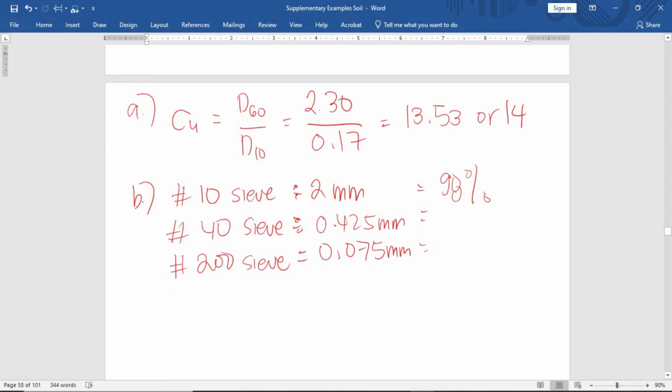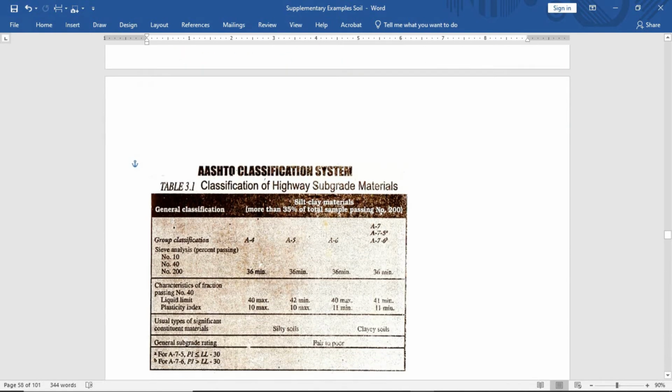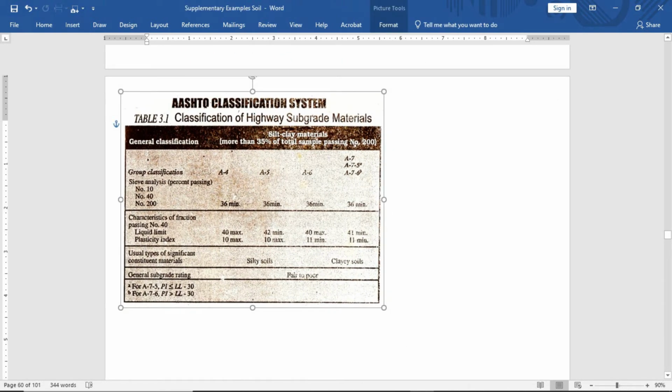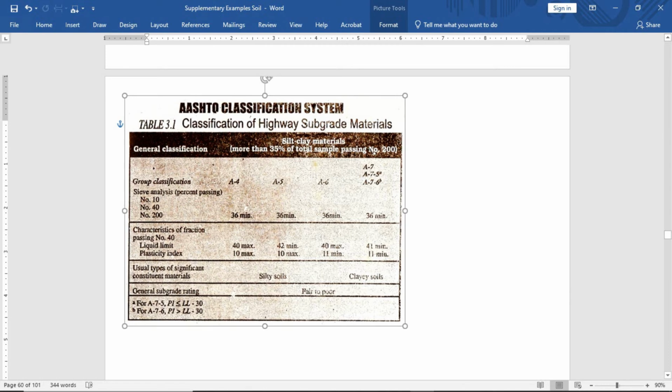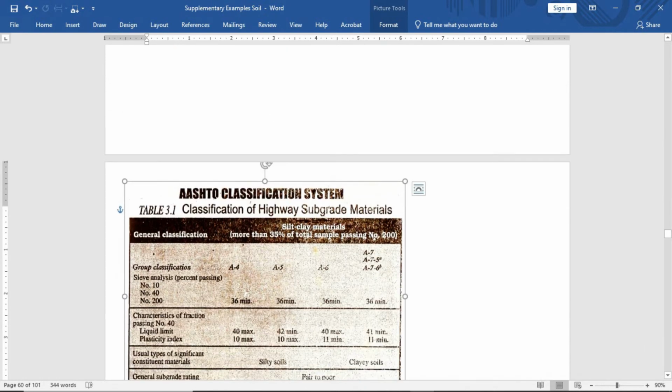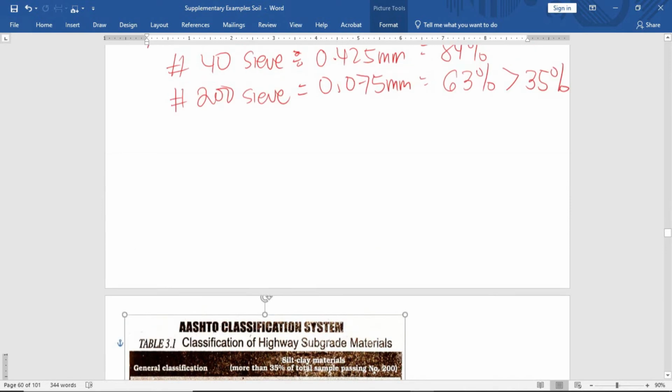84 and 63%. Ngayon, saan sa dalawang table yung gagamitin natin? Di ba may dalawang table tayo? Yung greater than 35% tsaka lesser than 35%. Since 63% is greater than 35%, yung gagamitin nating table ay ito, more than 35%.